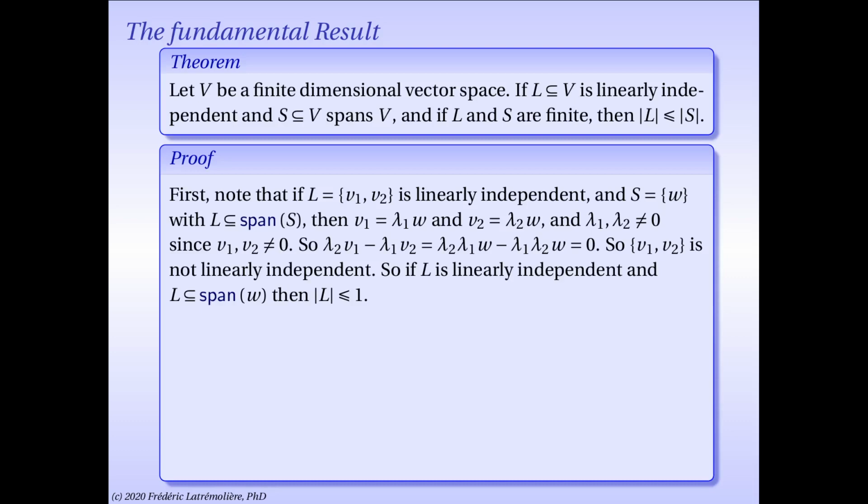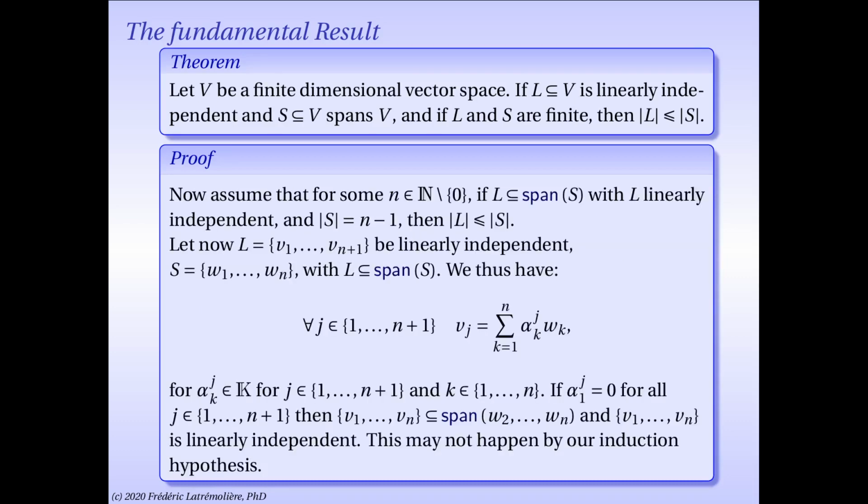But on the other hand, the linear combination lambda 2 v1 minus lambda 1 v2, which is lambda 2 lambda 1 w minus lambda 1 lambda 2 w, is 0. So we found a linear combination of the vectors in L which equals 0, yet the coefficients, which are lambda 2 and minus lambda 1 here, are non-zero. This contradicts the fact that L is linearly independent, and therefore we must conclude that if L is linearly independent and in the span of a single vector, then its cardinality is no more than 1.